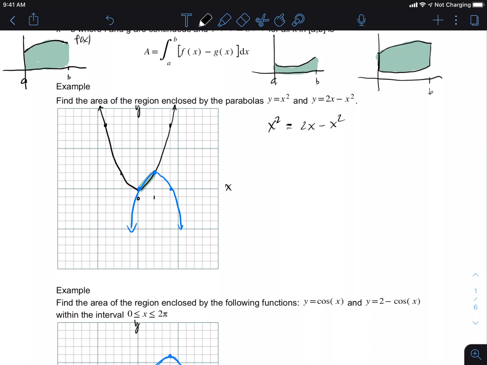So when we do this, I'm going to get 2x squared minus 2x is equal to 0. So then bringing out a 2x, this is what I'm going to get. So we can see that the bounds are going to be x is equal to 0 or x is equal to 1, right? Yes. So then the integral is going to go from 0 to 1, and it's going to be the top function minus the bottom function. Well, which is the top function?